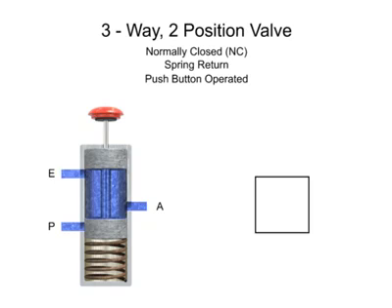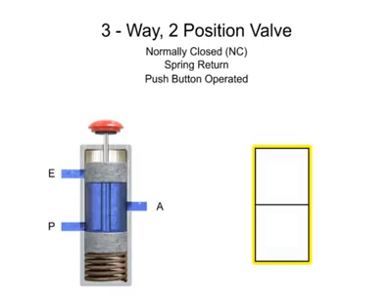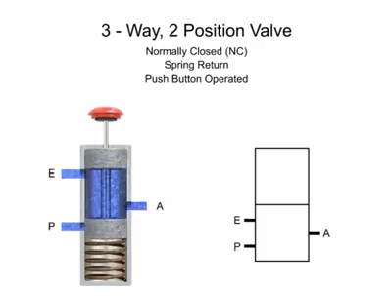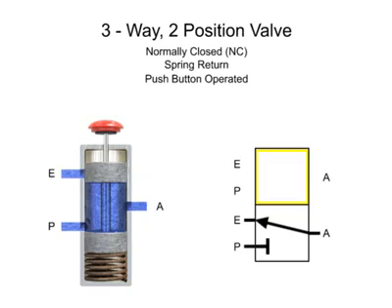The most important applications in fluid power for 3-way valves are for directional control. Here we have a typical 3-way valve with 2 operating positions. This valve has an inlet port P, exhaust port E, and output port A. In its normal position, inlet port P is blocked and outlet port A is connected to exhaust port E. The second position allows fluid to flow from the pressure port P to outlet port A and blocks exhaust port E. The valve is also spring return and push button operated.